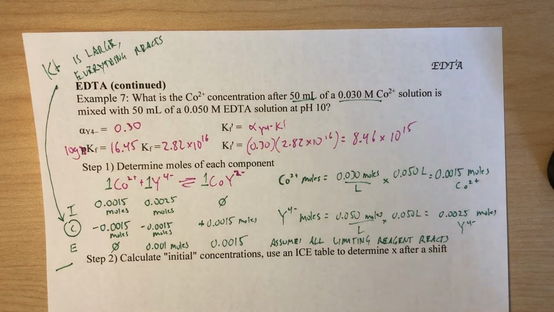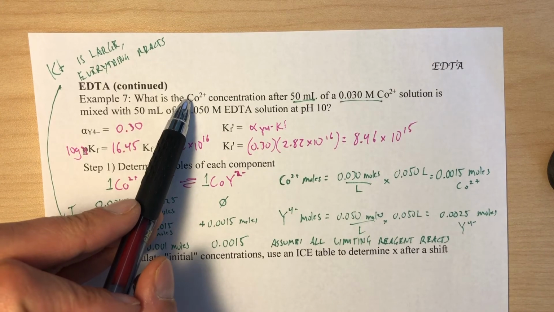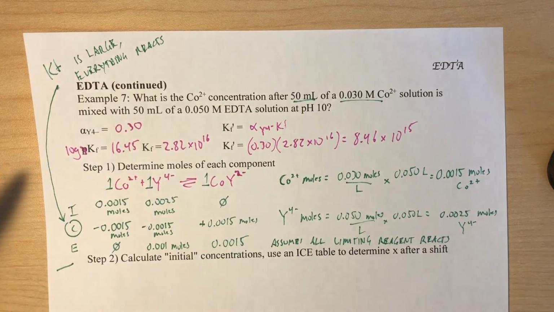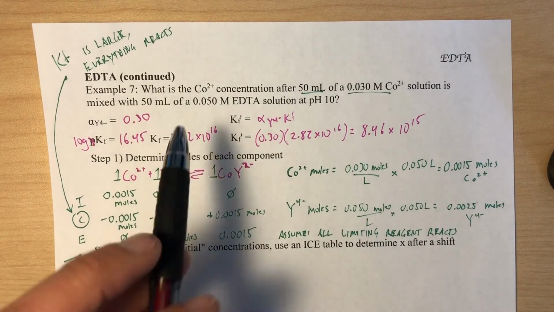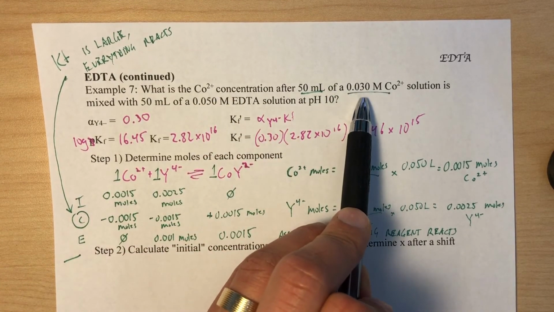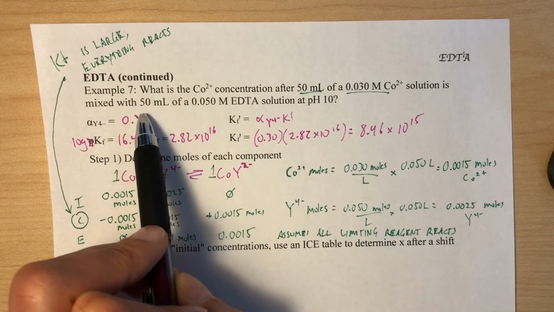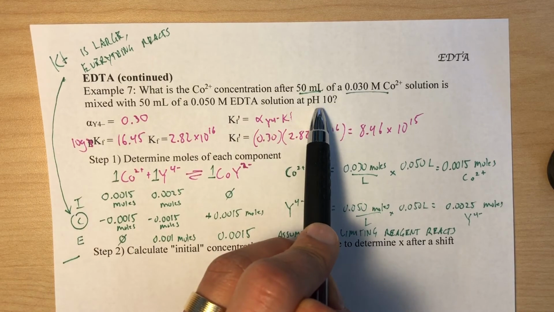We're now going to move on and look at another example of EDTA, except this time it's when we have an initial concentration of a metal and the EDTA, and we have none of the complex. So we need to see what happens when these two things are reacted. So we have a situation where a solution of cobalt 2 plus, that is 0.030 molar, and we have a volume of 50 milliliters, is mixed with 50 milliliters of a 0.050 molar EDTA solution at a pH of 10.